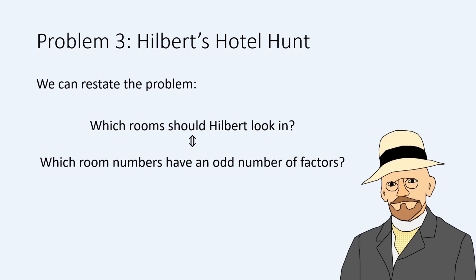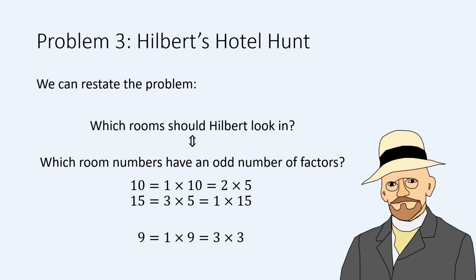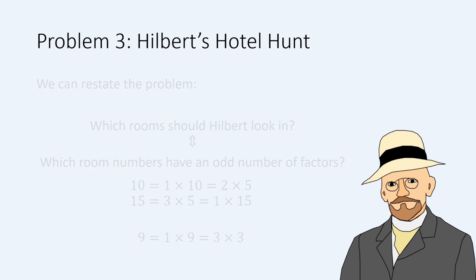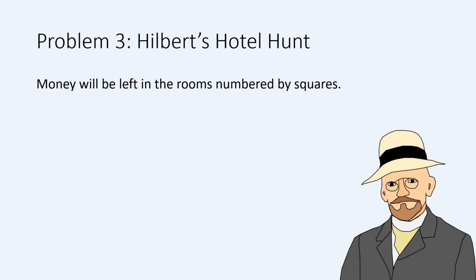This question is relatively straightforward to answer. Normally, a number's factors come in pairs. For example, 10 is 1 times 10 or 2 times 5. 15 is 3 times 5 or 1 times 15. The only time this is not the case is when a number has a repeated factor. So, for example, 9 is 1 times 9, but it is also 3 times 3. So the only numbers with an odd number of factors are the square numbers. So Hilbert should only look in the rooms whose numbers are squares.